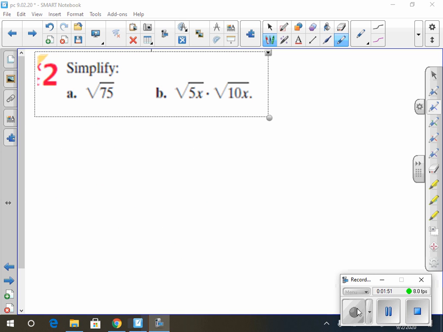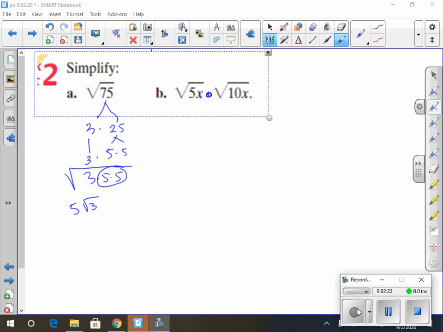All right, sometimes these don't work out quite as nicely as you want. Square root of 75 is not a perfect square. However, we know that that is 3 times 25, which is 5 times 5, right? So we have the square root of 3 times 5 times 5. If you pull out the pairs, you end up with 5 square root of 3.